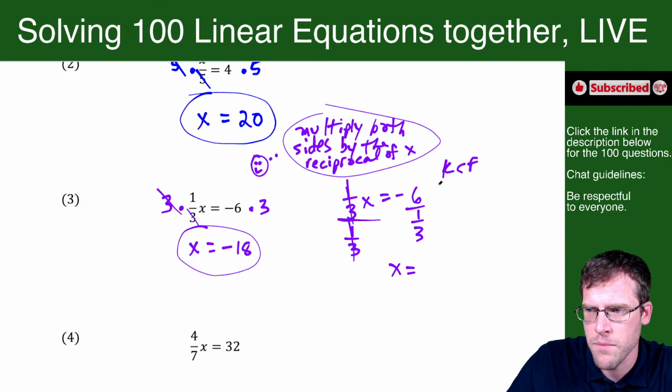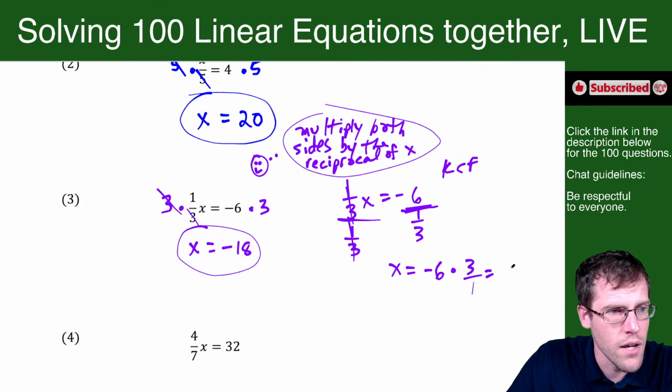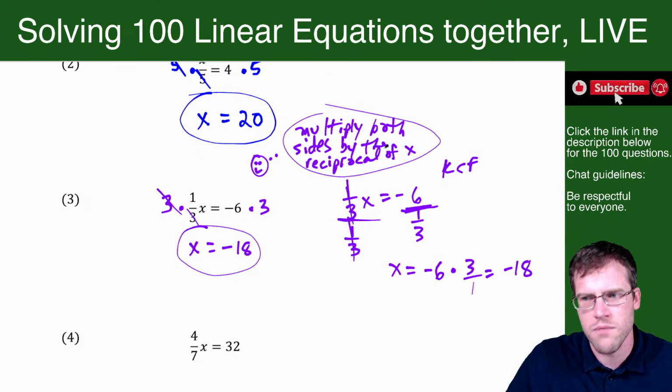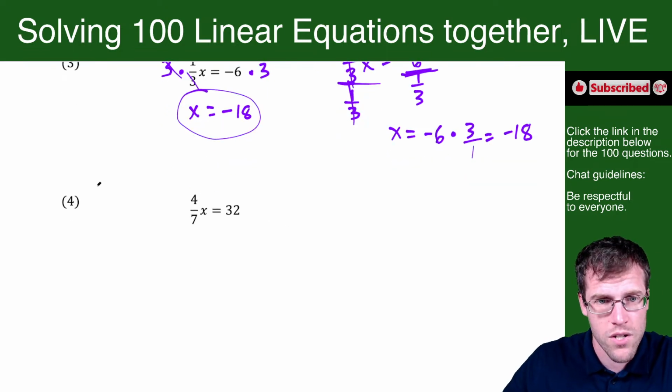Okay, so keep, change, flip. You keep the top expression here, the -6. You change the operation from division to multiplication, and then you flip the bottom fraction to 3 over 1. And in either case here, you're still going to get -18. All right, but I just like to do this: multiply both sides by the reciprocal. All right, which leads into the next question here.